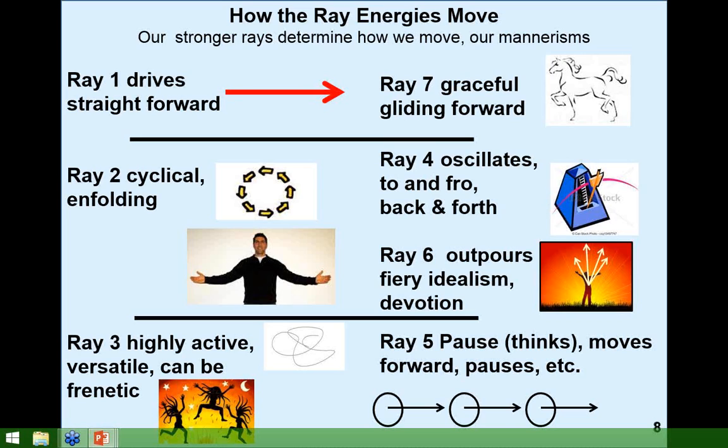And ray 2 is very cyclical and folding. It's a soft energy. Ray 2 really has very soft boundaries. So you can see, if you think of the circle and the sun especially radiating itself out, that's a wonderful symbol for ray 2. The ray 4 energy oscillates backwards and forwards, and it usually goes from side to side.